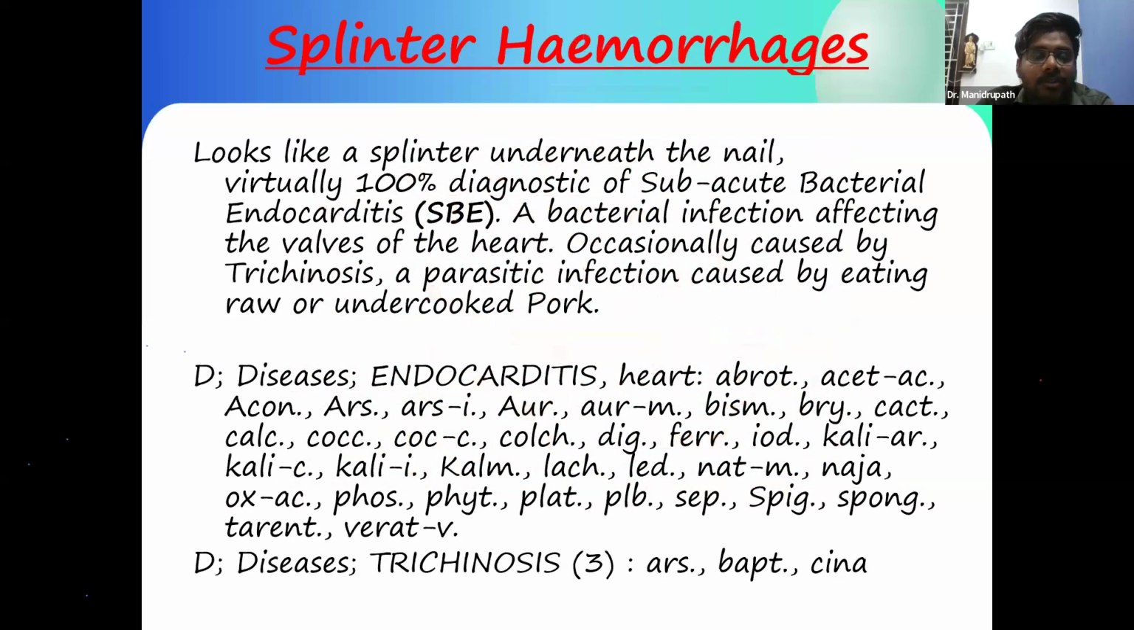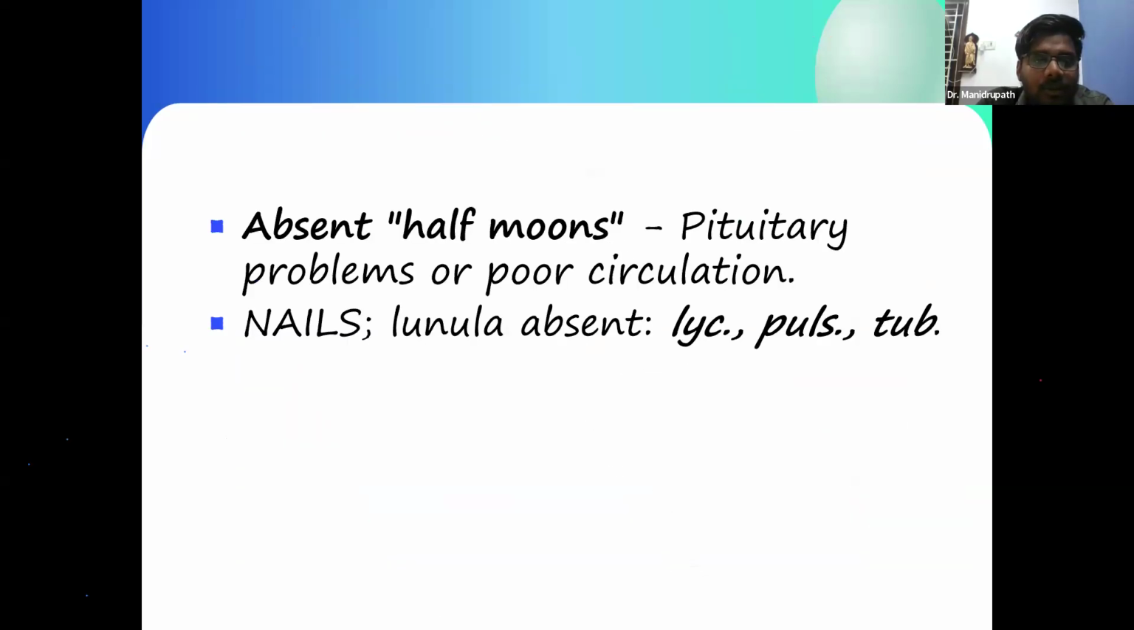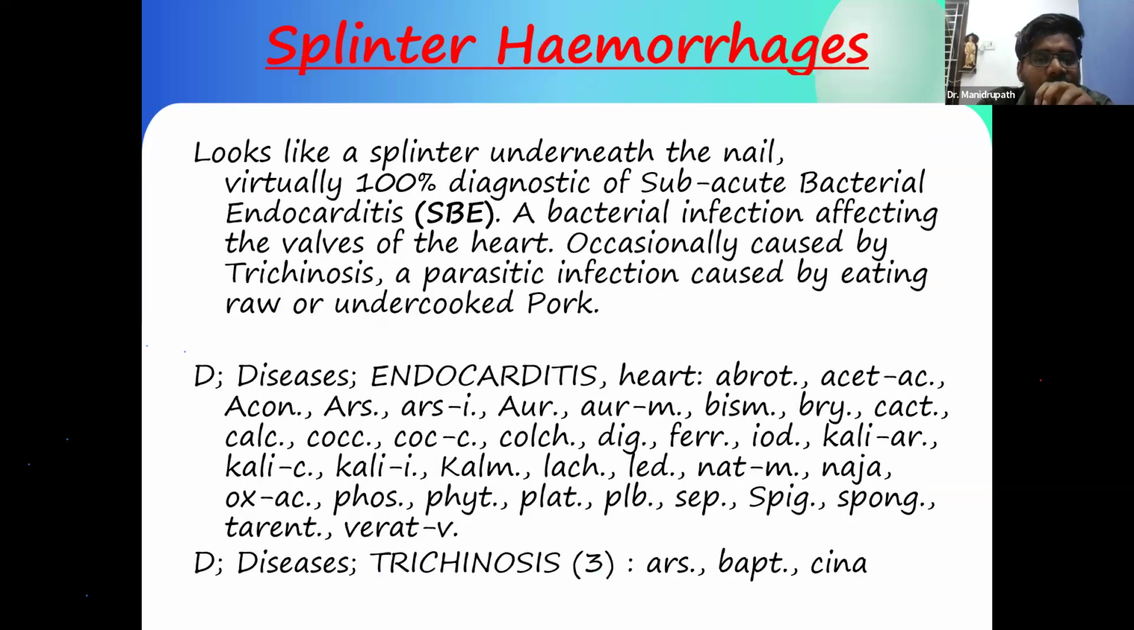Next, splinter hemorrhages. It looks like a splinter underneath the nail, virtually 100% diagnostic of subacute bacterial endocarditis. This is a beauty. That is what I already described. If there are any splinter hemorrhages, the nail pattern indicates for sure an endocarditis, for sure, in heart troubles.